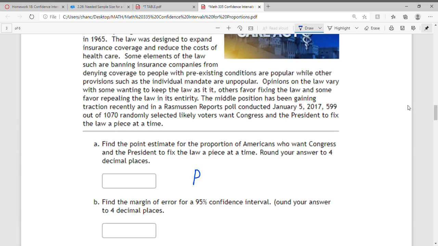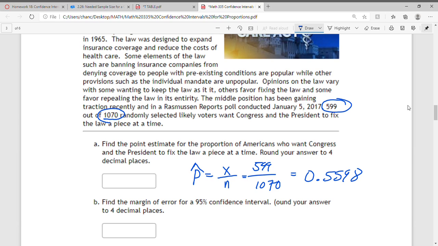Recall, P hat is equivalent to X over N, the number of successes divided by the sample size. Here we have 599, and we'll divide it by the sample size, 1,070. This gives me a value of 0.5598. And again, we have to round to 4 decimal places, so that's our solution. 0.5598.